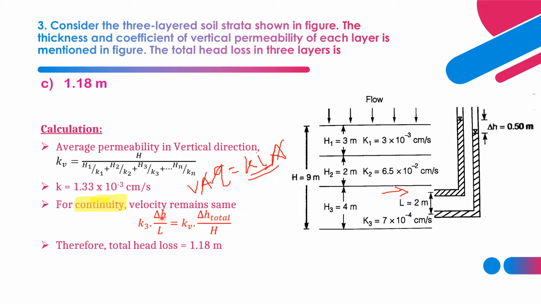That is K into I, with I as del H by L, equal to the average permeability in vertical direction into the total head loss divided by the total height of the three soil layers. So we know K3, del H, capital L, Kv and capital H. By substituting all the values here, we can find the value of del H total, that is the total head loss in the three layers, as 1.18 meter. So the concept followed here is the continuity concept, that is velocity remains the same. Now we shall move on to the fourth question.